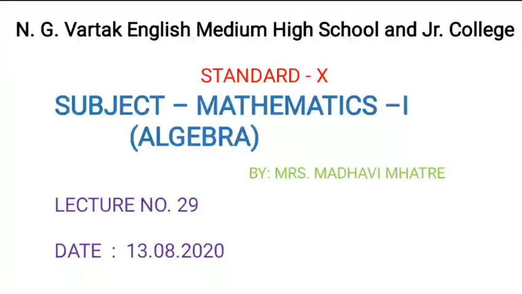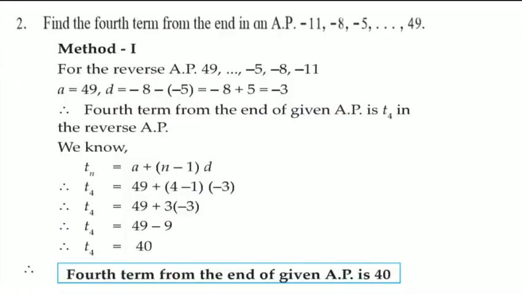Okay, so question number 2: find the fourth term from the end of an AP -11, -8, -5 and so on, and the last term is given as 49. Here there are two methods to solve the problem. Okay, but I will suggest you to use method 1 only. Method 2 I am giving you only for your information. Okay, so let us start solving the sum.